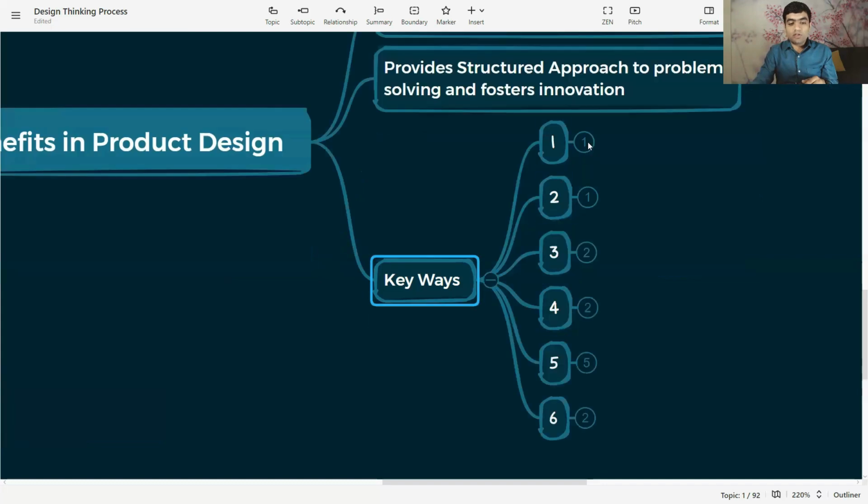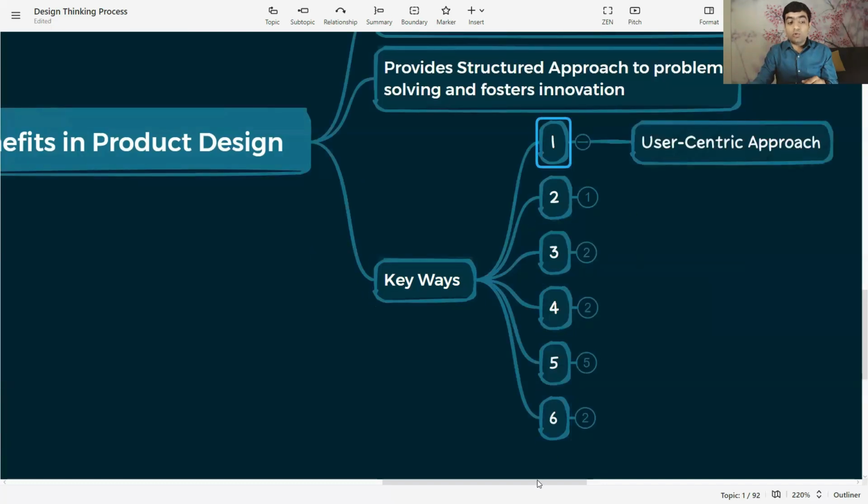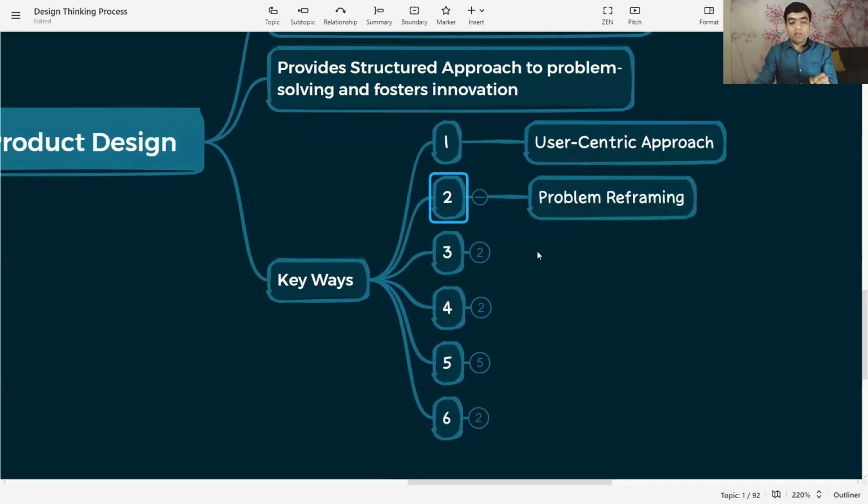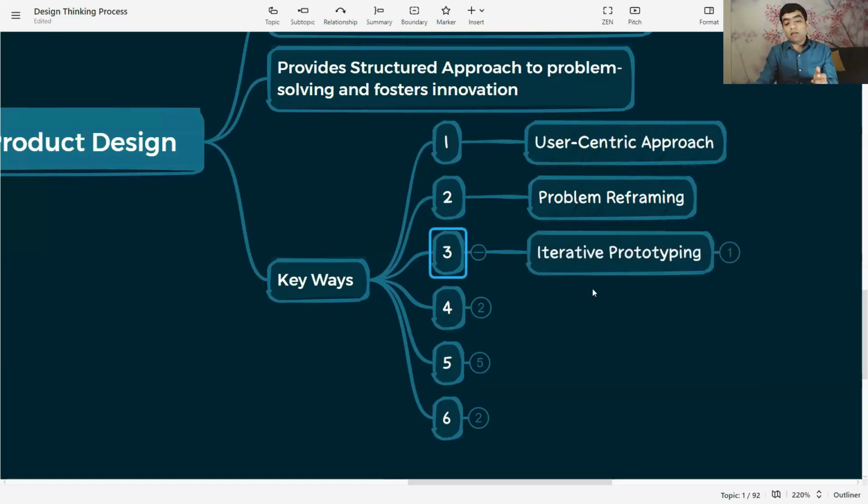Now the key ways we are going to use the design thinking process in product design. Again, it is a user-centric approach, everything revolves around the user. Second is problem reframing, okay. If you have a particular problem, with the design thinking process you can reframe that problem, and you can get more insights about that problem.